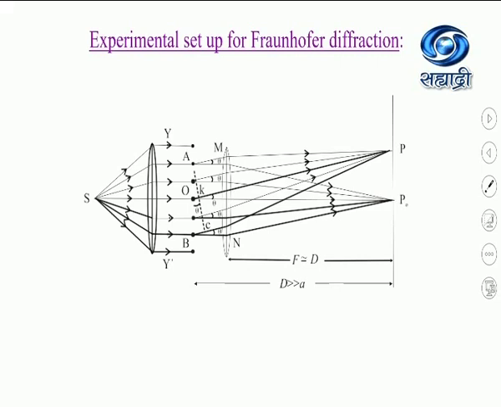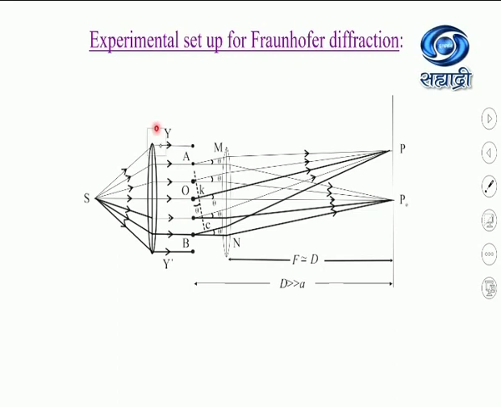The experimental setup consists of a monochromatic source of light S, which is kept at the focus of a cylindrical lens. The diverging rays from source S are incident on the cylindrical lens and the emerging rays are parallel rays, resulting in the plane wavefront Y dash. This plane wavefront Y dash is made to be incident on a single slit AB. O is the center of the slit.